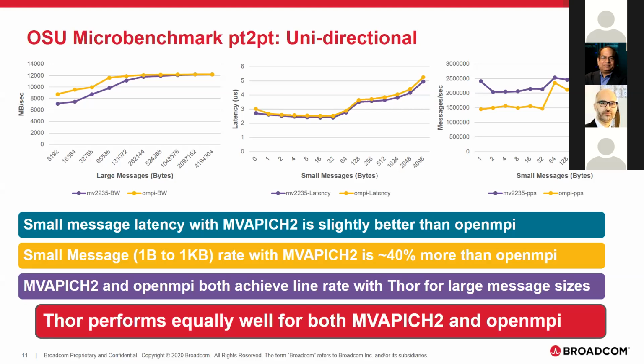With MVAPICH2, we see that it is somewhere near 2.3 million packets per second for the range of 2 bytes to 32 bytes. Even after that, we are seeing good performance numbers, but at some point around 2 kilobytes, it is meeting the Open MPI numbers. So the bottom line is that Thor is performing really well with MVAPICH2 and Open MPI, and it is all set to be used for HPC kinds of workloads. Next slide, please.